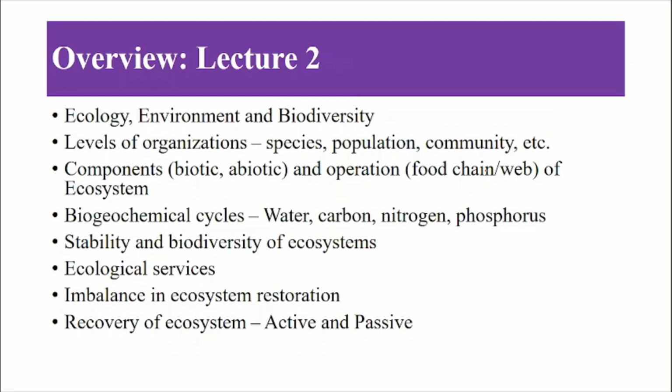So next, there are a number of elements which exist in our environment in different phases, and they form a cycle of sorts, in that they are circulated from one phase to the other. These are called biogeochemical cycles.